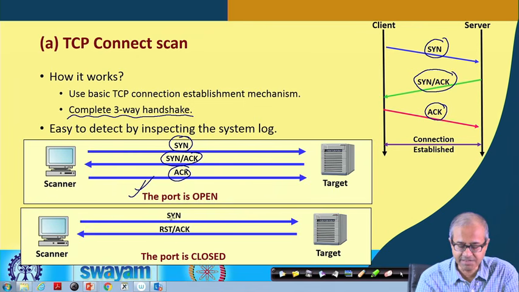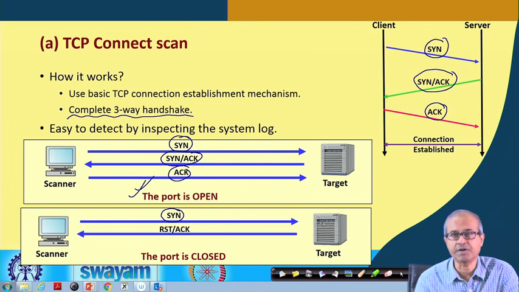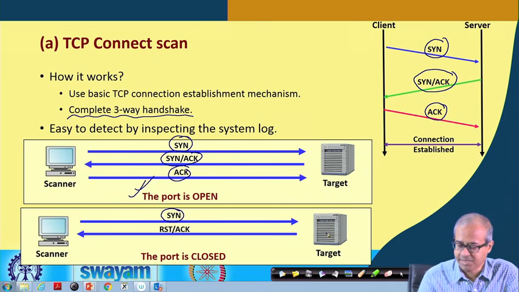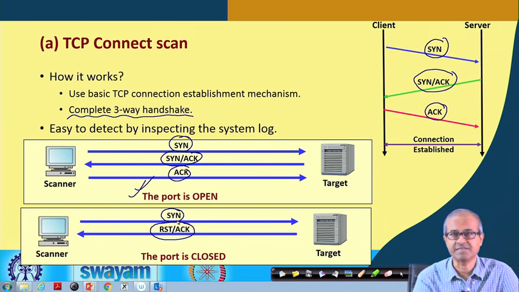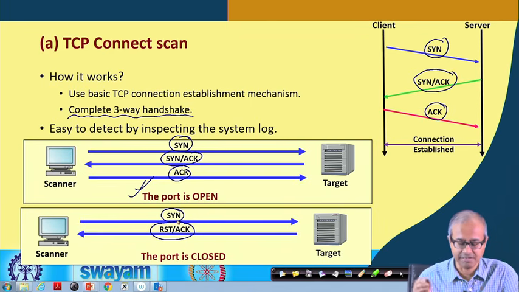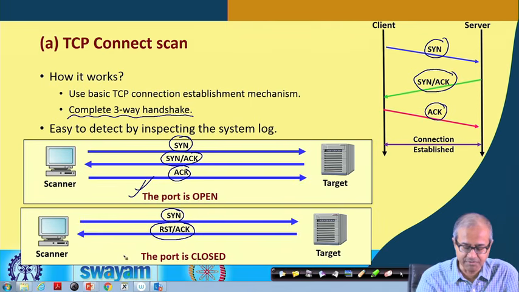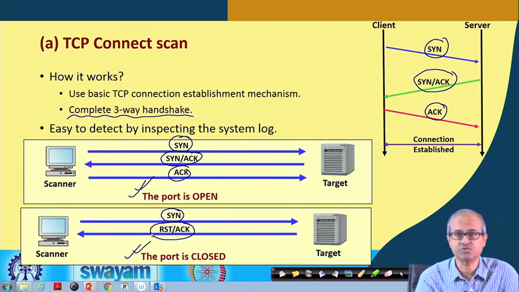But if you send a SYN packet to a particular port, and the port does not have an associated service running, the machine typically sends back a reset acknowledgement packet with the reset flag set, indicating that it wants to terminate the connection. The server is not there. So, if such a packet comes back, you conclude that the port is closed.